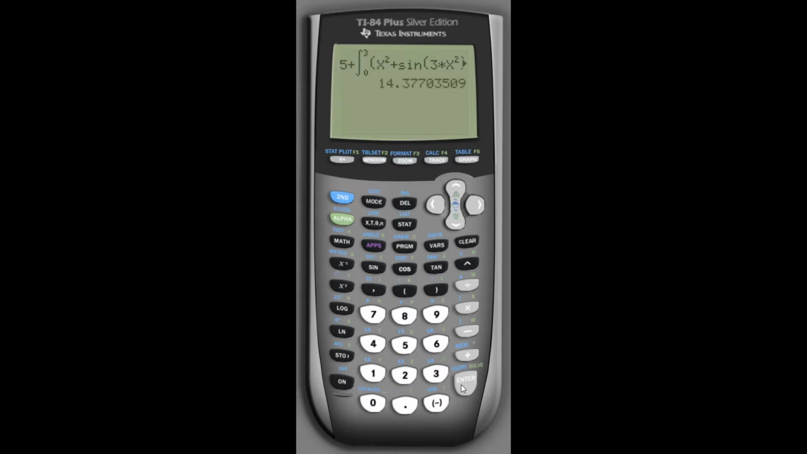So this gives us the x coordinate, which is 14.377 thousandths, and y coordinate we said is negative 1/2. So the coordinate of the position of the particle at time t equals 3 is 14.377 thousandths and negative 1/2.